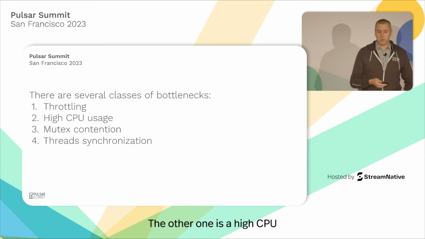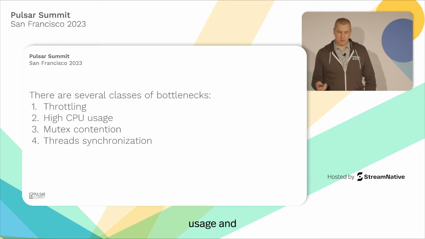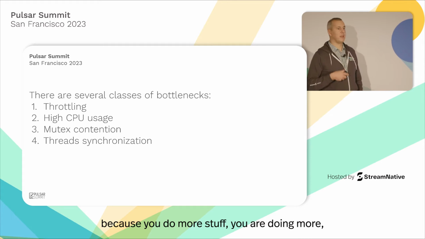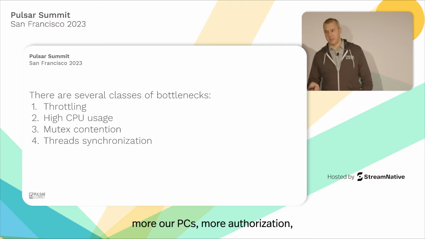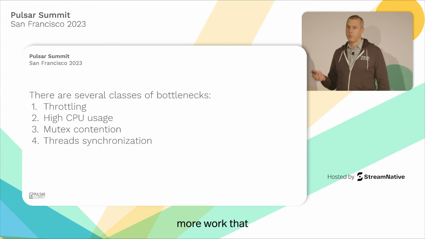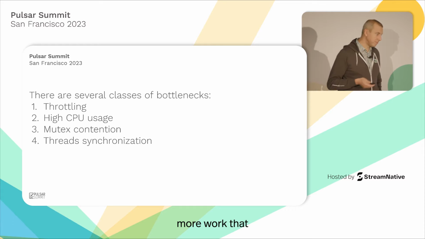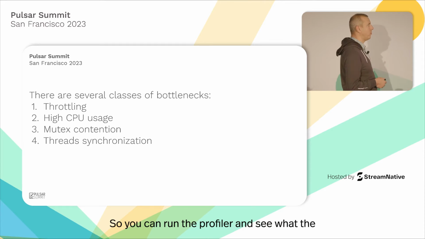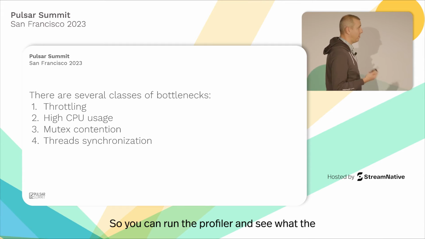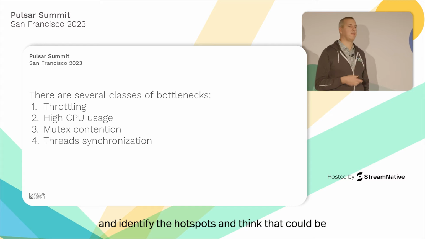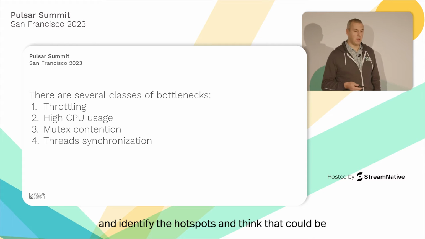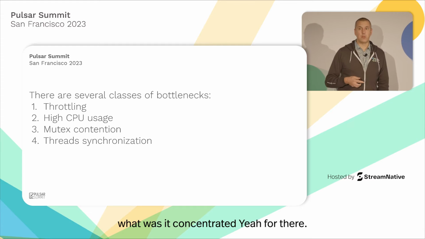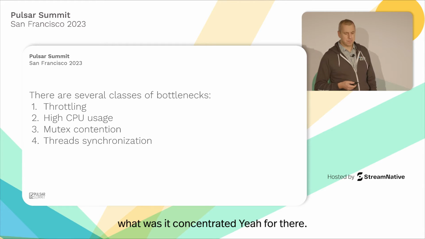The other one is high CPU usage, and this typically is clear. You're doing more stuff. You're doing more RPCs, more serialization, more work compared to before. So you can run a profiler and see what that looks like, and identify the hotspots, to know where to concentrate the effort.